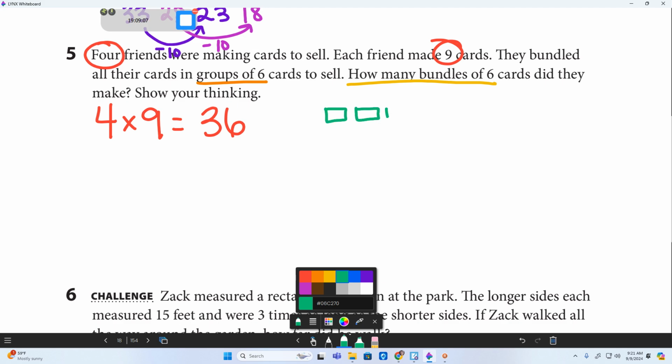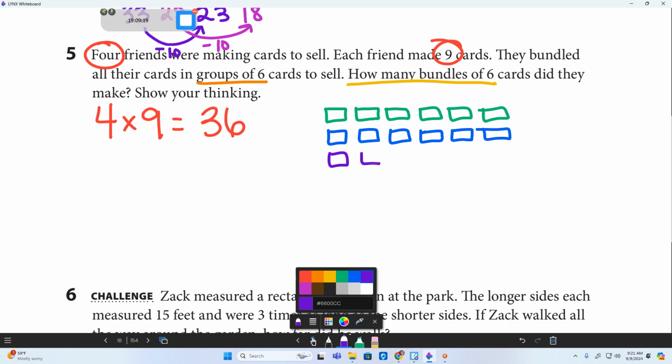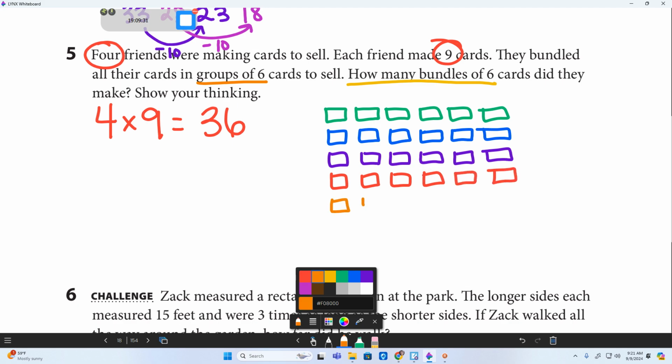1, 2, 3, 4, 5, 6, 7, 8, 9, 10, 11, 12, 13, 14, 15, 16, 17, 18, 19, 20, 21, 22, 23, 24, 25, 26, 27, 28, 29, 30, 31, 32, 33, 34, 35, 36.